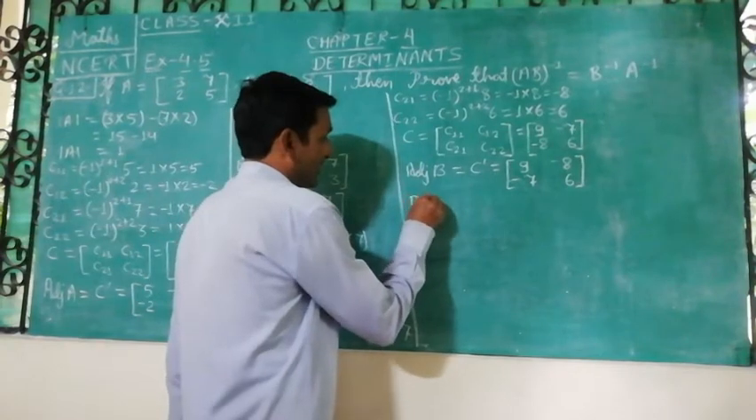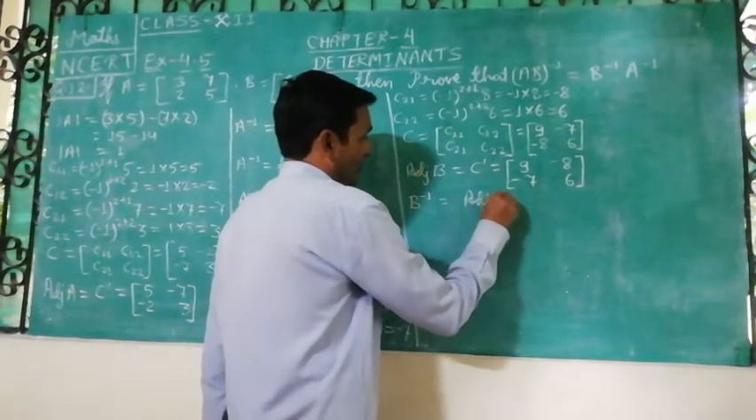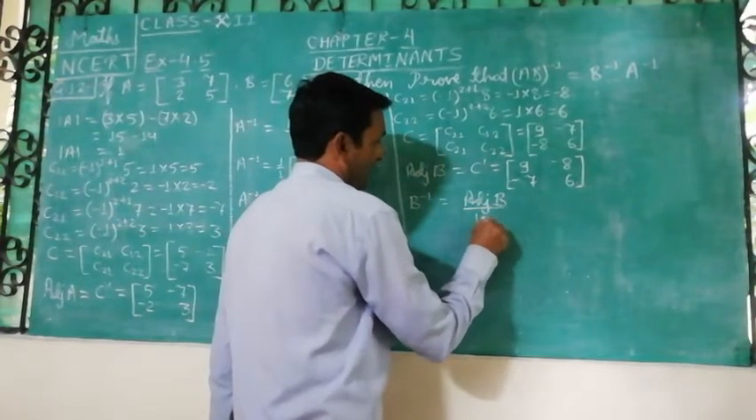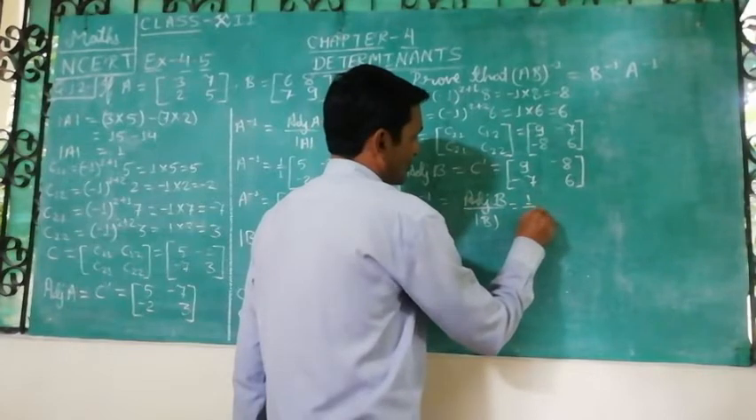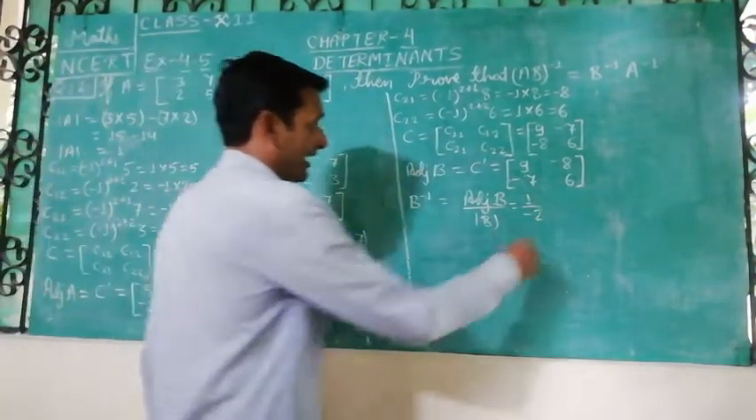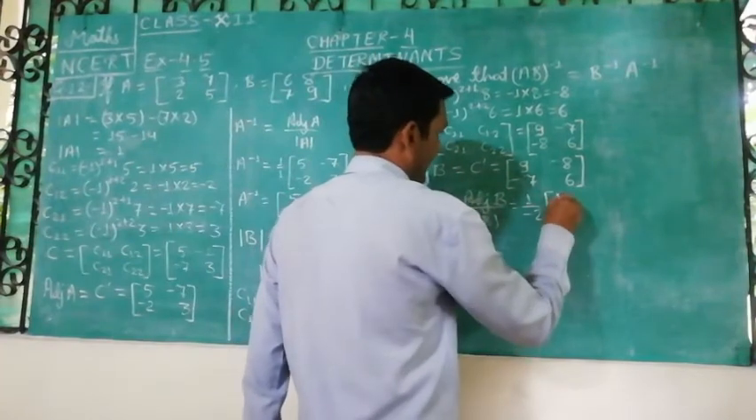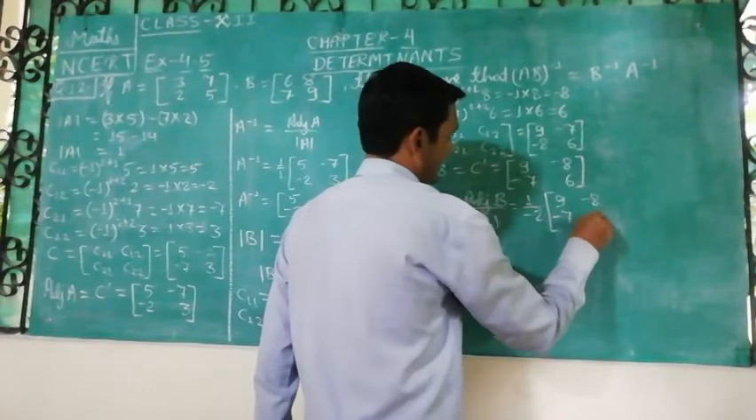Now B inverse is equal to adjoint of B upon determinant B. Adjoint of B upon determinant B. So 1 upon minus 2, here determinant B is minus 2, and then 9 minus 8 and minus 7 6.